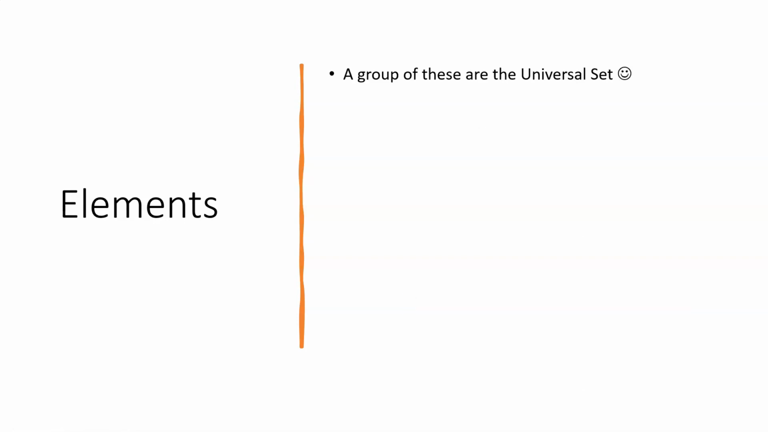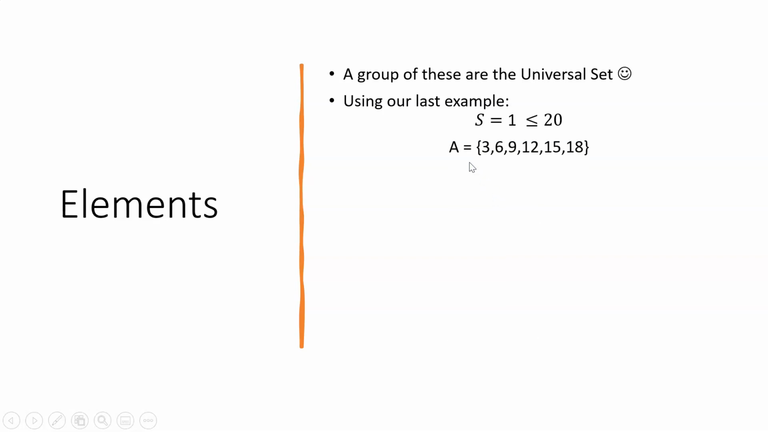Elements. These are members of the groups in our universal set. In our last example, our universal set was all the positive integers from 1 up to and including 20. Our subset A was 3, 6, 9, so all the multiples of 3. So 6 is an element of A, and 6 is an element in our universal set, and we write that like that. So 6 is an element of A. 9 and 12 are elements of A.